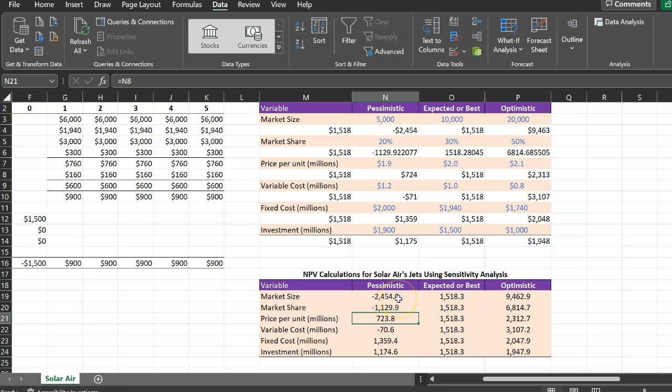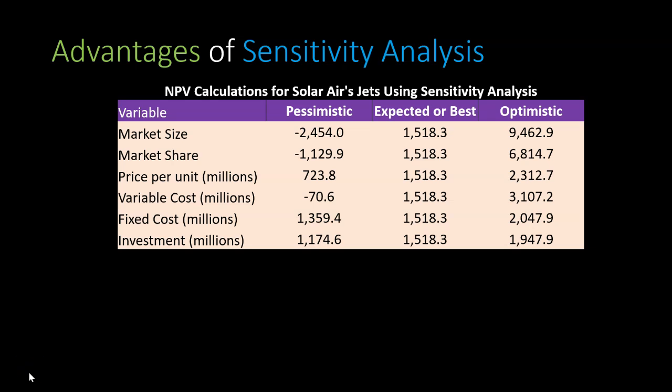So all that I'm doing here is actually just self-referencing back to the NPV calculations that I've done over here for different values of market size, market share, so on and so forth. This is the exact same table that I'm showing you over here. Again, the idea is to show you what sensitivity analysis looks like. Now, sensitivity analysis, I hope you can appreciate by now, it's useful.